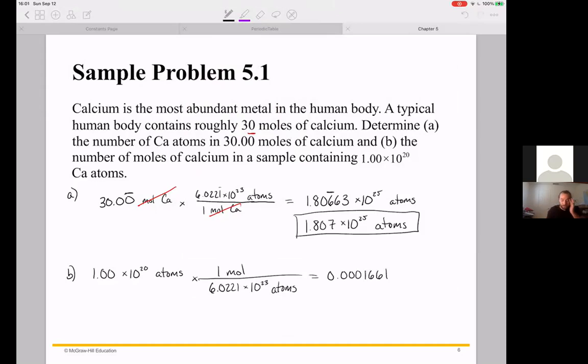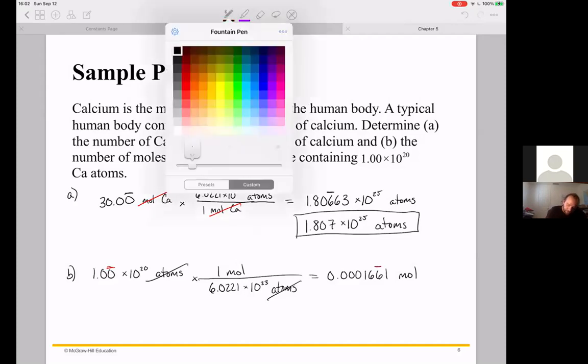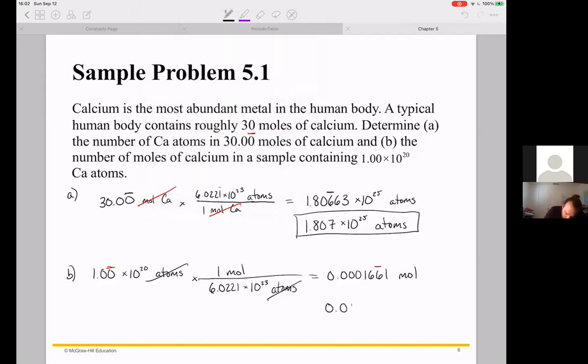0.1661. Then I'm going to go back and do my units. Atoms cancel with atoms, and I'm left with moles. And now I'm going to worry about my sig figs. I have 3 sig figs in my initial answer, so I should have 3 in my final answer. So 0.000166 moles of calcium is equivalent to 1 times 10 to the 20th atoms.